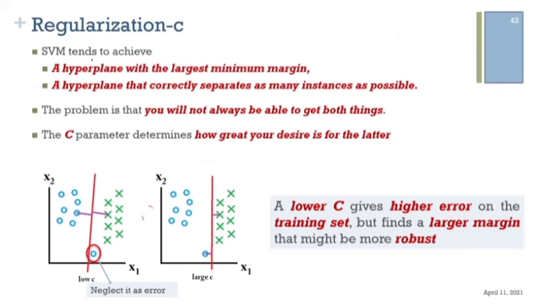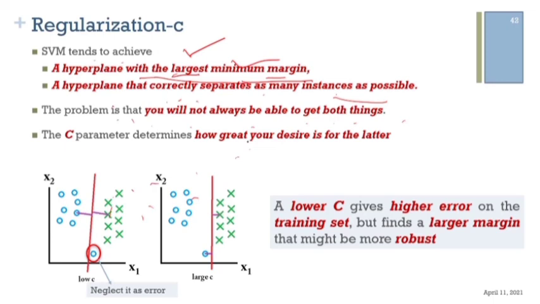Here, SVM wants to achieve a hyperplane with the largest minimum margin, a hyperplane that correctly separates as many instances as possible. But the problem is that you will not always be able to get both things. We are looking for the largest minimum margin. Can you imagine? How is that possible? It's a condition that we want to maximize it, and at the same time we want it to be the minimum possible so that we don't also have computational complexity.